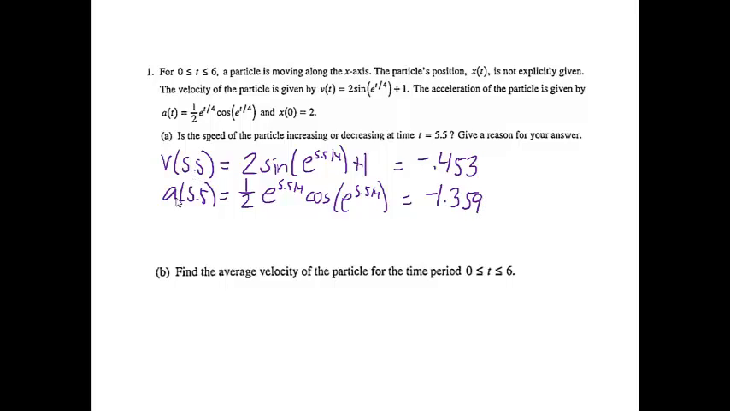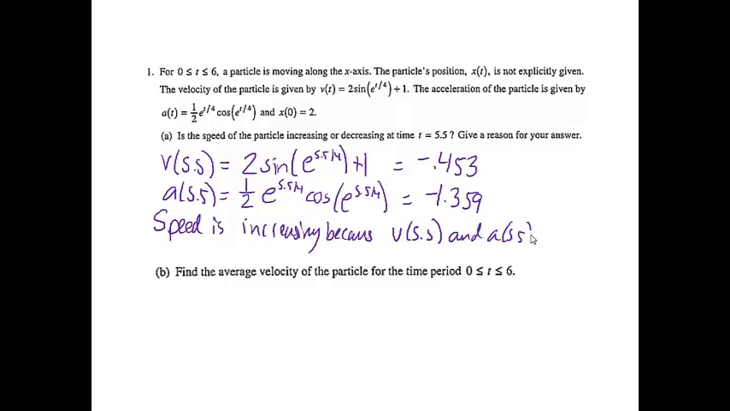And since the velocity and acceleration are both the same sign, we know that speed is increasing. So I will say speed is increasing because v of 5.5 and a of 5.5 are the same sign. Alrighty, that was worth 2 points. If you were able to say that the speed was increasing, you got a point, and then if you were able to explain why, you got a second point.